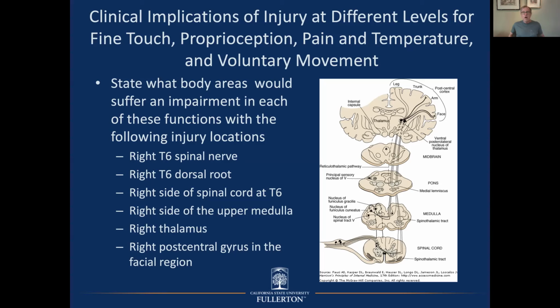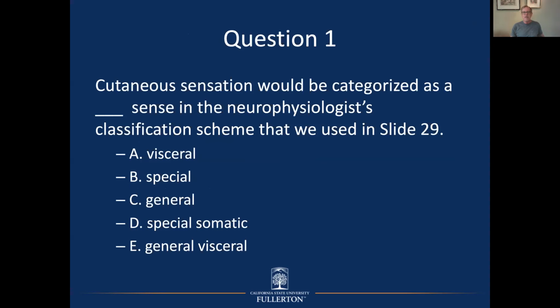All right, now let's bring it up to the right side of the upper medulla. The losses of all of those things will be on the left now because the upper medulla is above the crossing of both of the systems we're talking about. Same thing for the right thalamus. The losses will be on the left. Same thing for the right postcentral gyrus. It will be on the left, but it will just be in the facial region because the damage is limited to that.